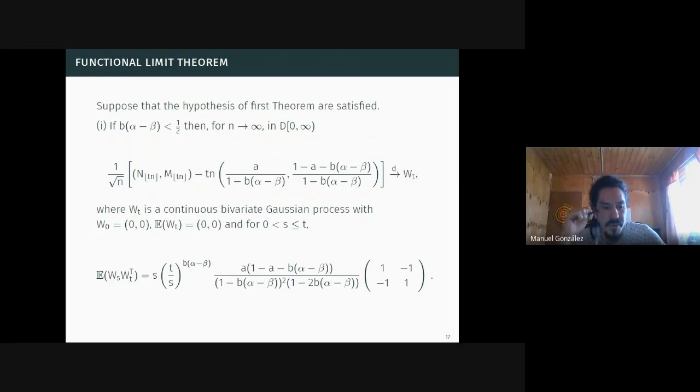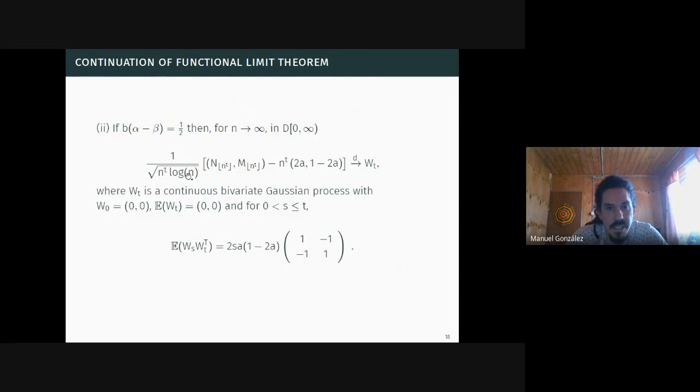First, in the region of diffusive behavior, the condition is this one: B times (alpha minus beta), where alpha and beta are the parameters related to the auxiliary sequence, this quantity less than one half. Then we have this convergence. This vector W is a bivariate Gaussian process, and we obtain the matrix of covariance for this process. A similar result, but with a different scale. I mean, here I have a square root of n. With a different scale, here we have a square root of n t log n.